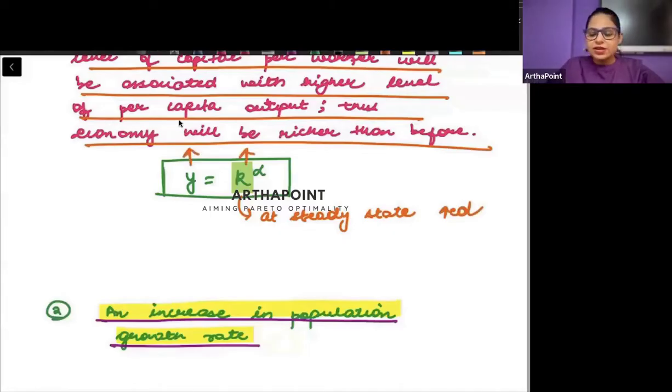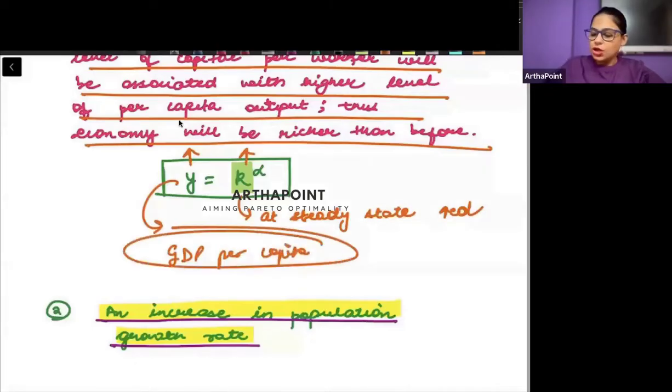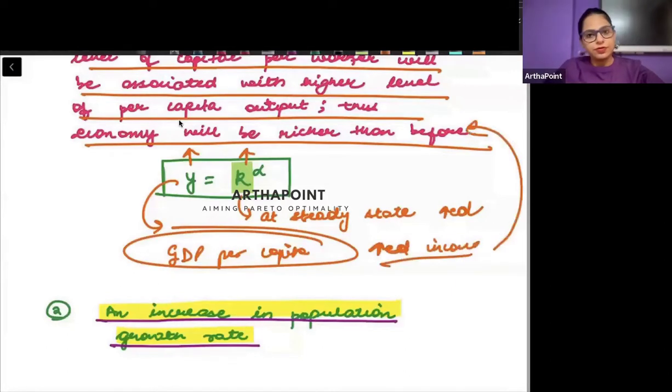And if Y will increase, that means in a way the GDP per capita is increasing, right? So the country will be richer. There will be increased income. The country will be richer than before.